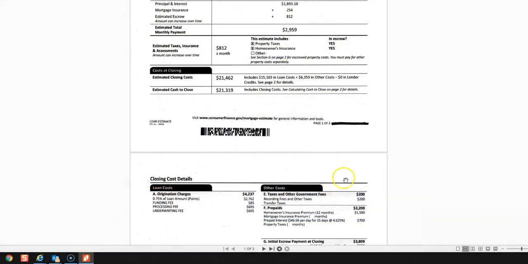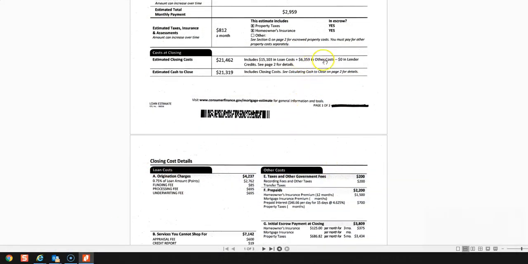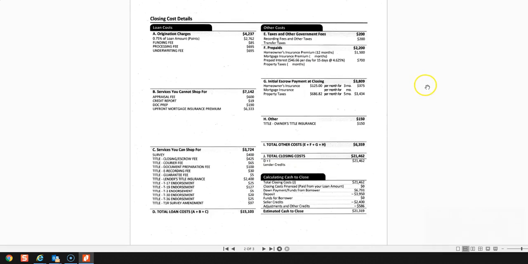You want to get into the details to make sure you understand. You also have your prepaids right here. So let's look at page 2. Page 2 is going to list A, B, C, D through J, all the closings. Typically the first one's going to be your loan charges, right? So you're going to have some discount points, or maybe you don't have any discount points.